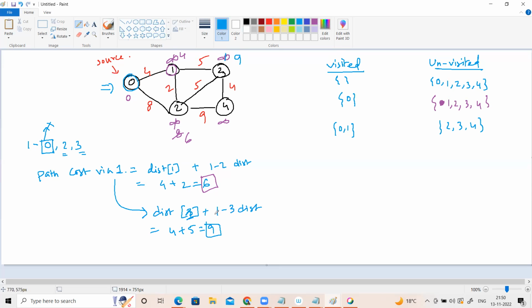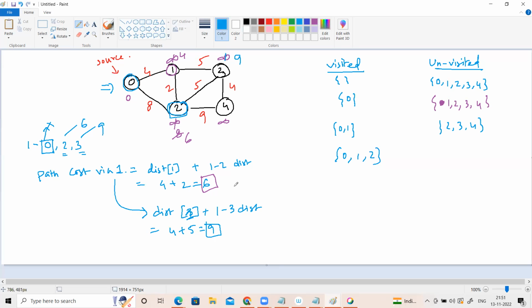what is the next step? Now we have to decide which node we need to visit. One node has cost 6, another node has cost 9. So who is going to be considered? This one, right? So between 2, 3 and 4, the minimum distance is at 2. So we will pick up 2. So 0, 1, 2. That is going to be visited.